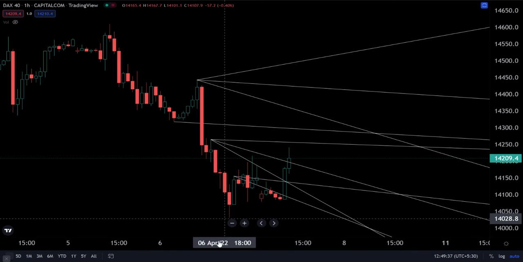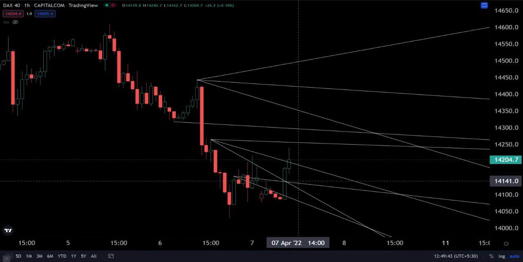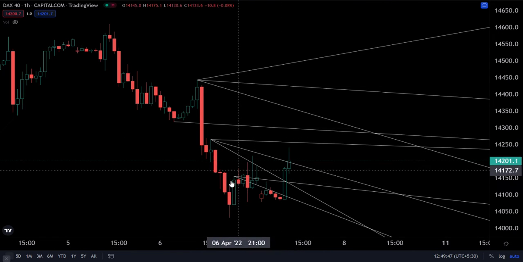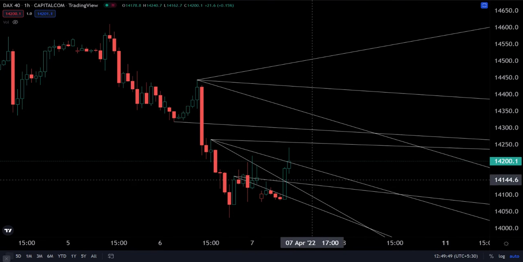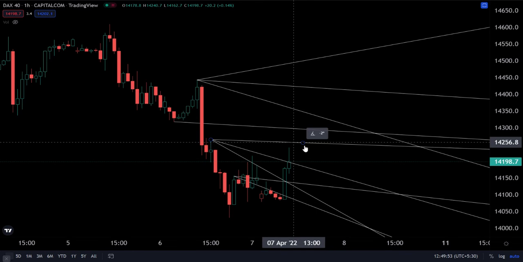After touching close to 14,000 last night, it's gone sideways. And as you can see, these lines emanating from the top are resistances. We're trying to determine how high DAX could go today.